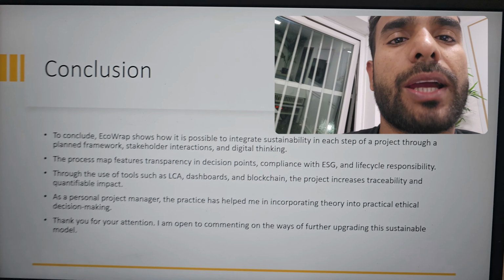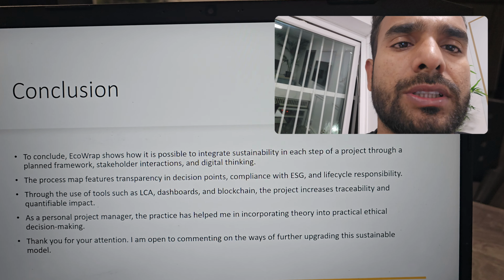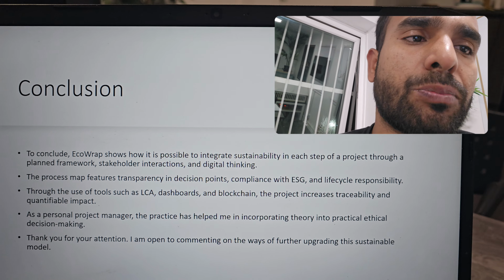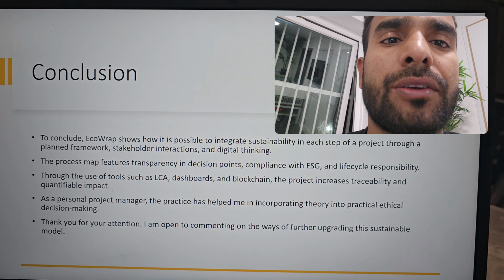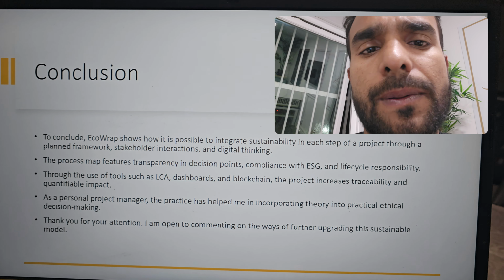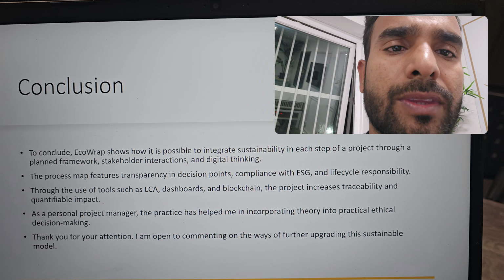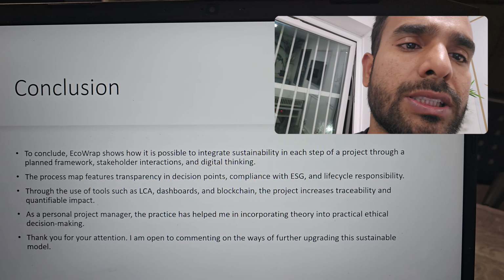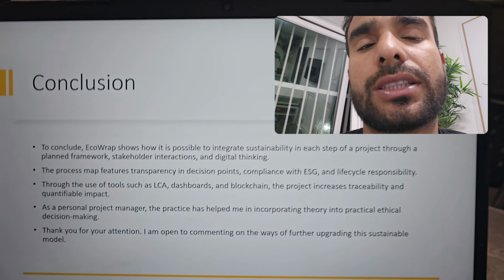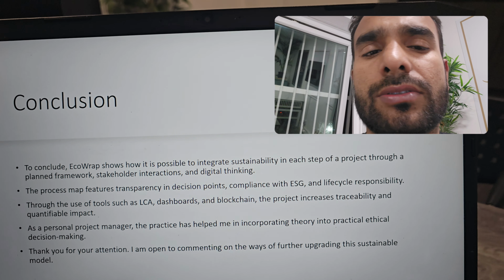At last we have the conclusion of this, that is to conclude, Eco Reps just shows how it is possible to integrate sustainability in each stage of the project through a planned framework, stakeholder interactions, and digital things. These are the conclusions that I mentioned, and that are the process of featuring transparency in the decision points, compliance with the ESG and life cycle responsibilities. These are the key points, and this is the last one.